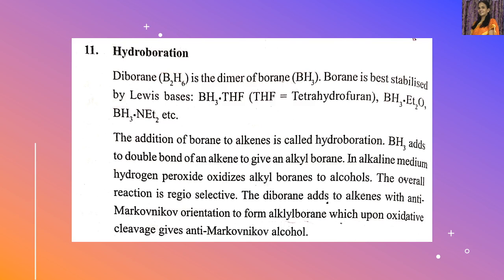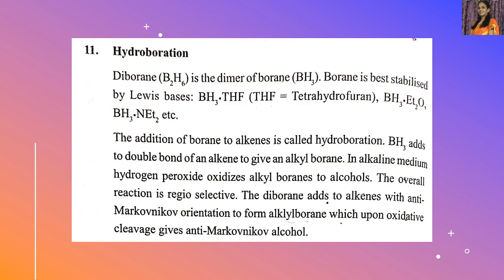So here alkyl boranes are obtained by the addition of borane to alkenes. And these alkyl boranes can be converted to alcohols in the alkaline medium with the help of hydrogen peroxide. Hydrogen peroxide is an oxidizing agent which oxidizes alkyl boranes to alcohols in alkaline medium. So the overall reaction is regioselective. About this regioselectivity, we will discuss in higher sections.